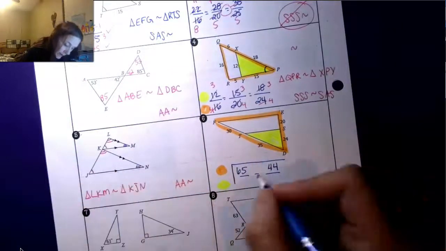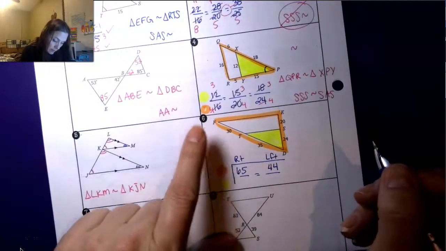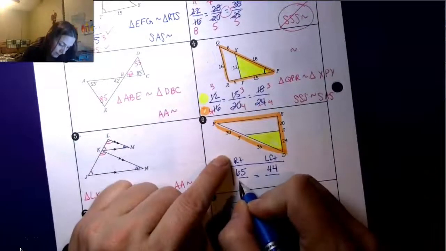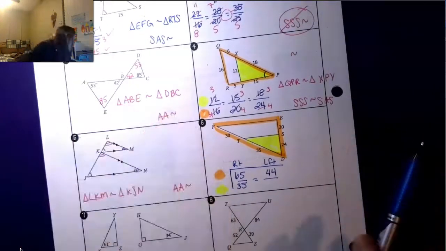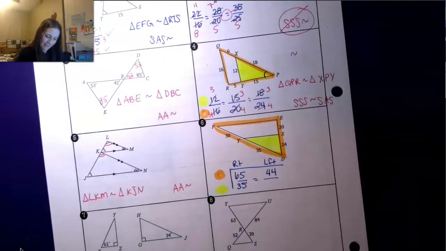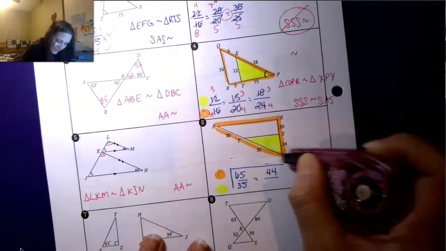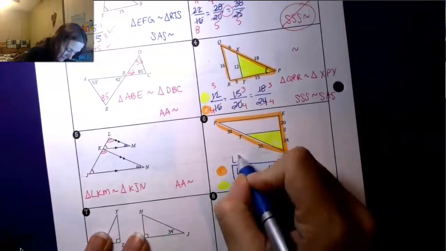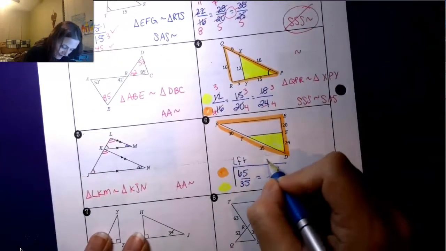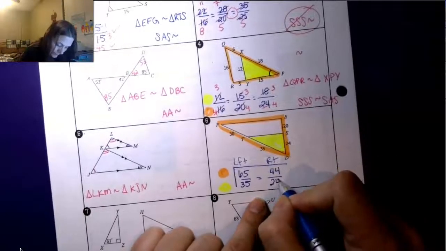Now here, so again, this is the right side and this is the left side. The right side of the yellow is 35. Sorry, I did that wrong. Left side. Okay, so left side over here. Right side over here. 44, and this side is 24.